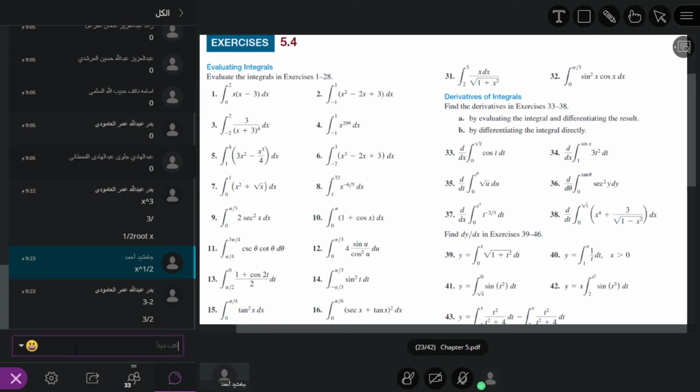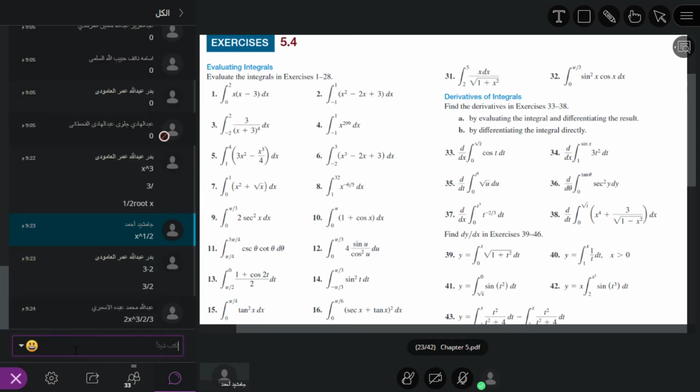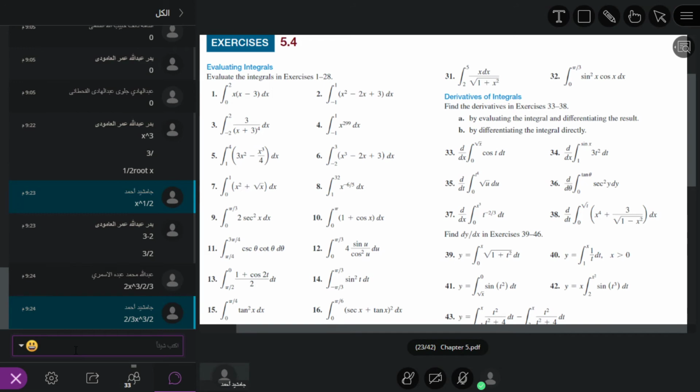So x power 3 divided by 2, divided by 3 divided by 2, will be equal to 2 divided by 3 x power 3 divided by 2. Yes, this is correct. Like this: 2 divided by 3 x power 3 divided by 2.